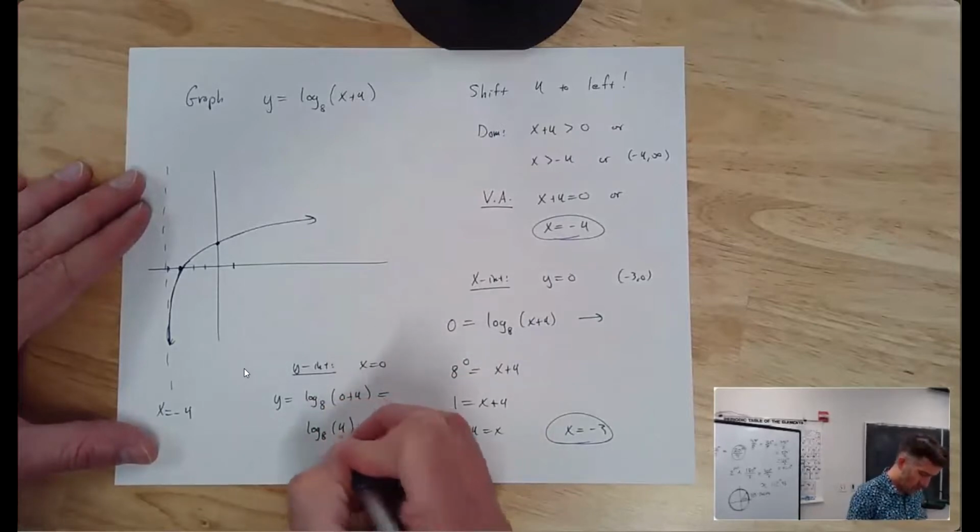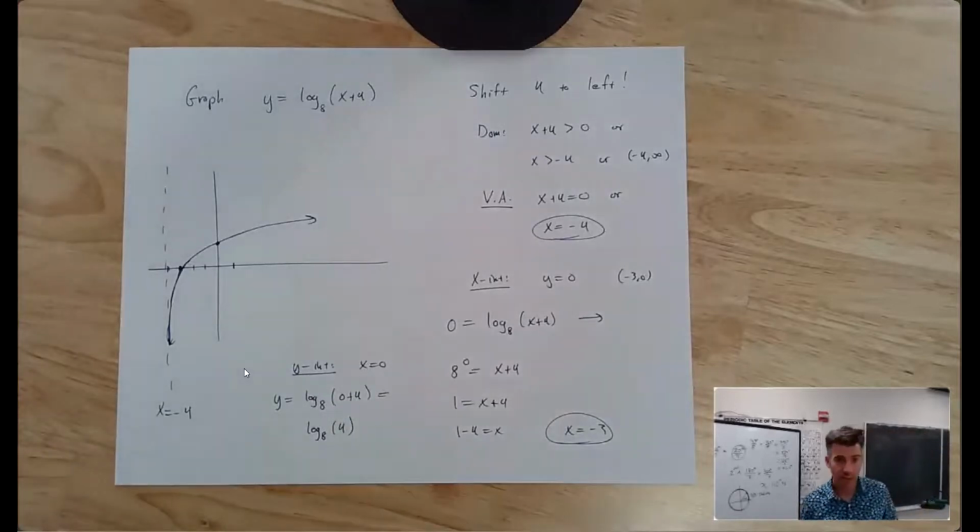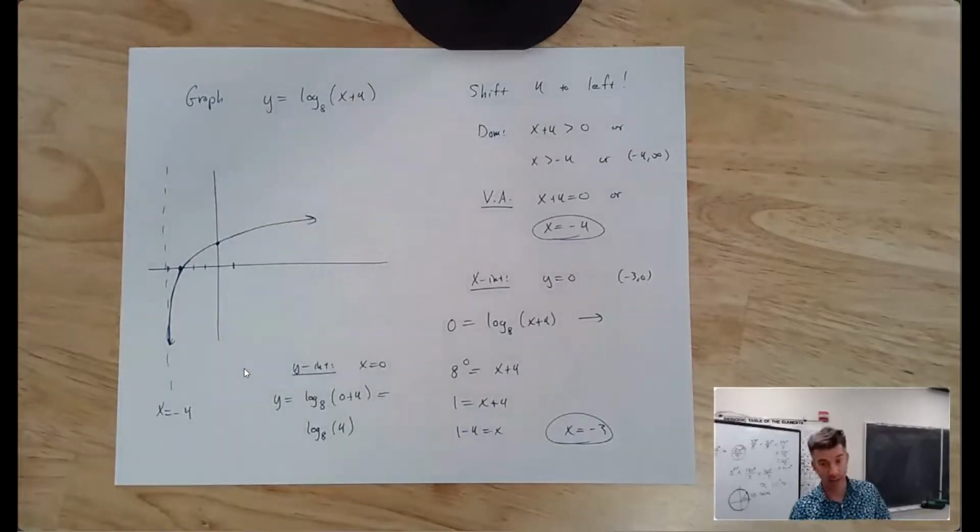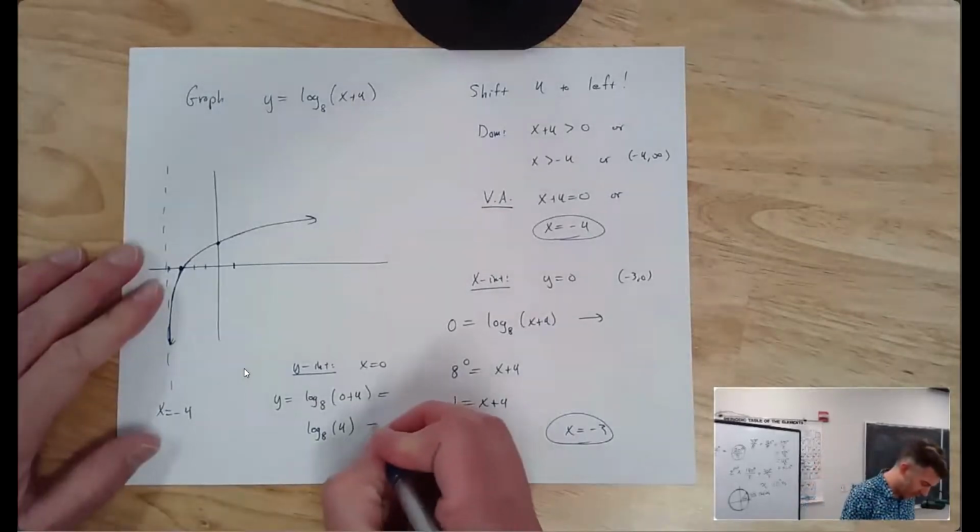of 4, which is a little bit tricky because this is asking 8 raised to what power equals 4. The answer is not 1/2. 8 times 1/2 is equal to 4, but 8 raised to the 1/2 power is the square root of 8, which is about 2.8, which is not 4. So this is not equal to 1/2.